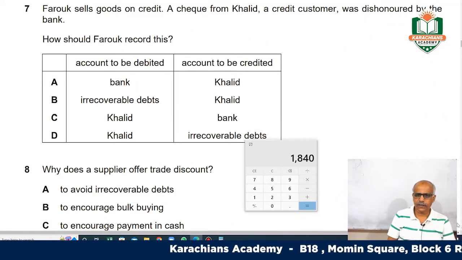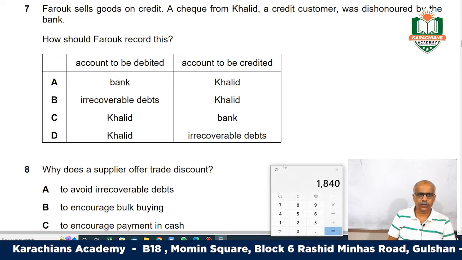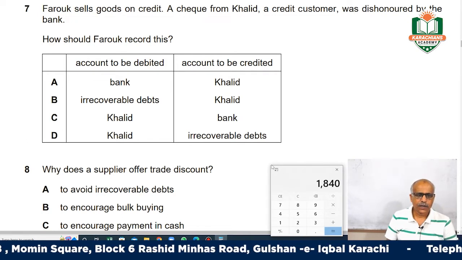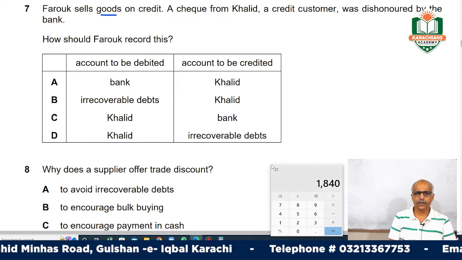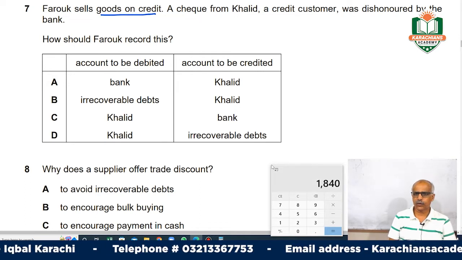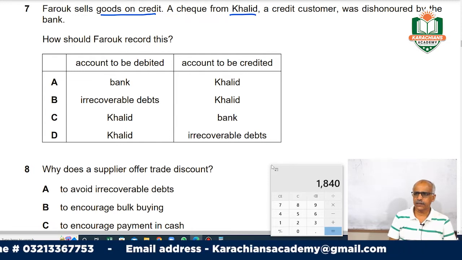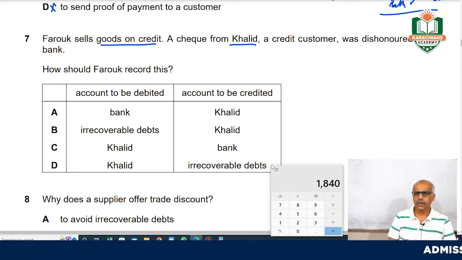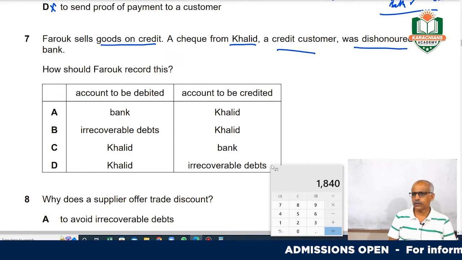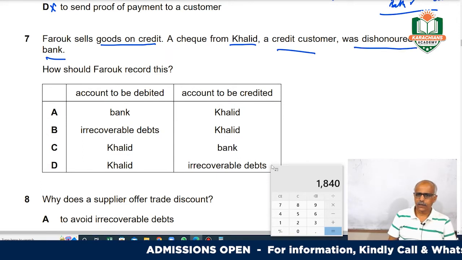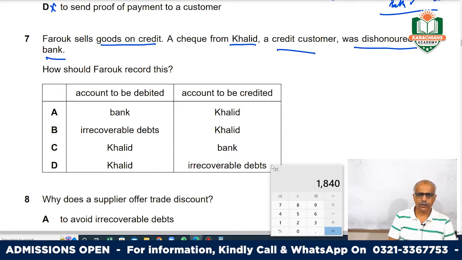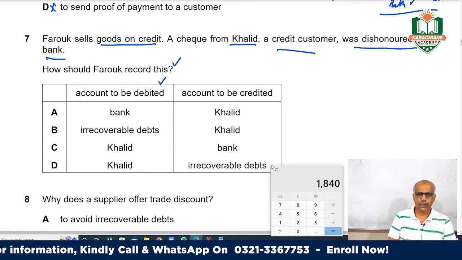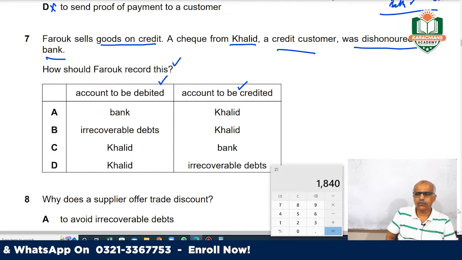These questions we have already done, and let's see what question 7 is. Farooq sells goods on credit. A check from Khalid. Khalid is his customer, and Farooq sells goods to different customers and Khalid is one of them. A credit customer's check was dishonored by the bank. So how should Farooq record this, the account to be debited and the account to be credited? This is what we have to do when a check is dishonored.